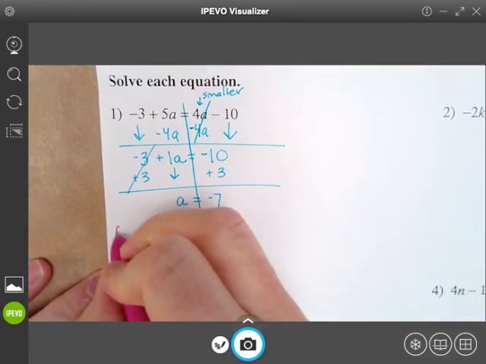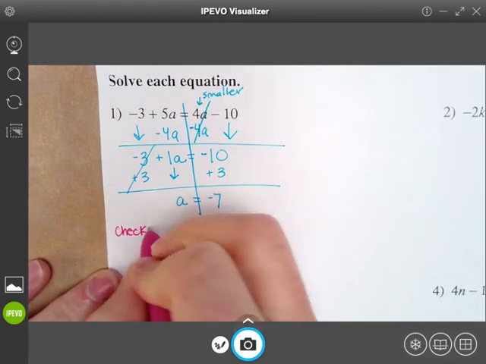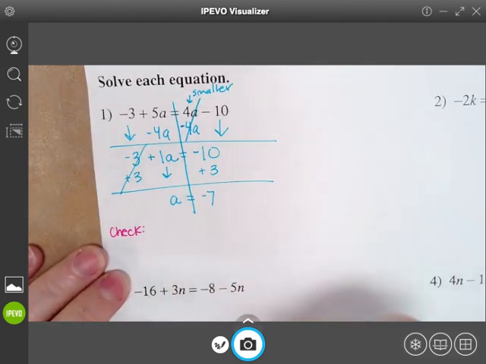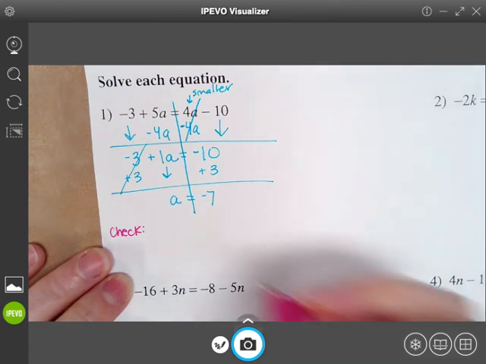All right, now we need to check. So I'm going to write down checking it. So remember, when you check, you're substituting in your solution for that variable. And I'm going to show you how to do it in the calculator. A little different than we did earlier this week.